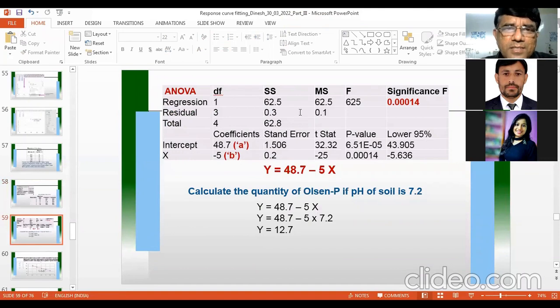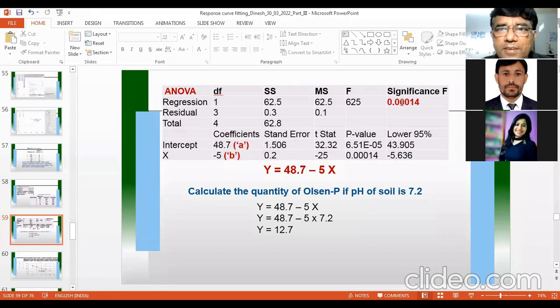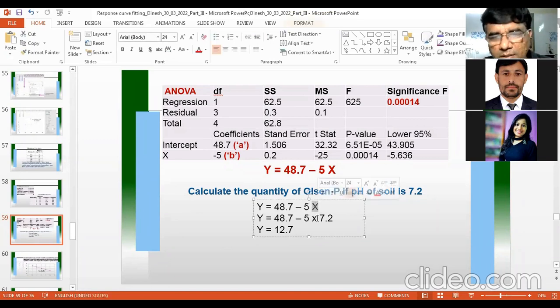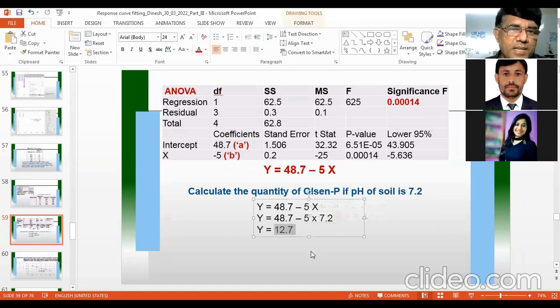So you will get this kind of result. And A and B, I already explained to you. 48.7 is your A. B is minus 5x. This is in minus, you see. And it is significant at 0.014%. And if you want to make the predicted values, for example, 48.7 minus 5x, then in place of x, you can put 7.2, which was the original value, and you can calculate 12.7.